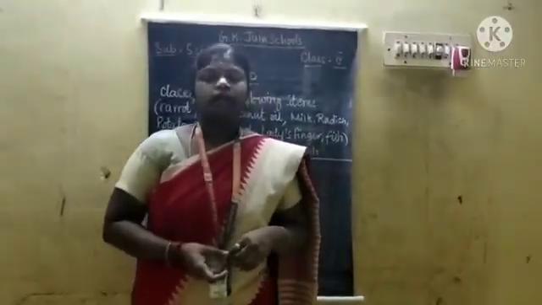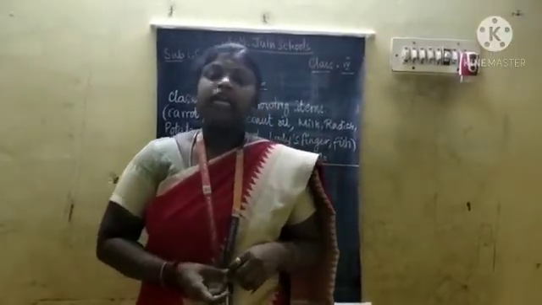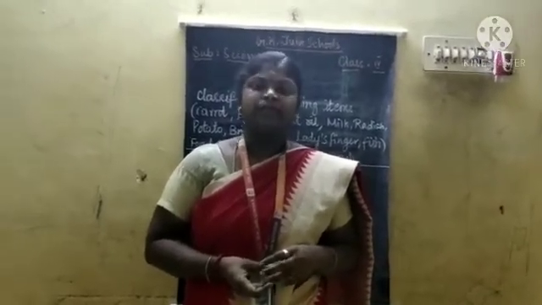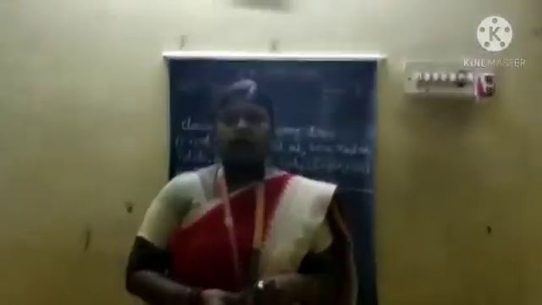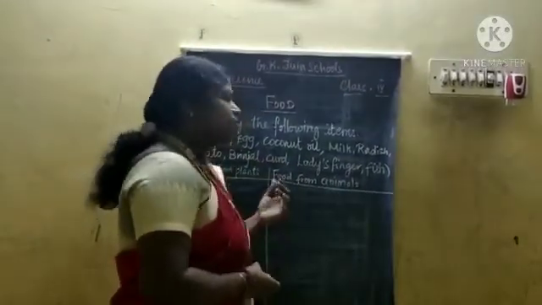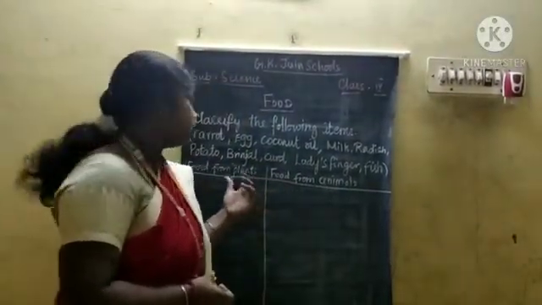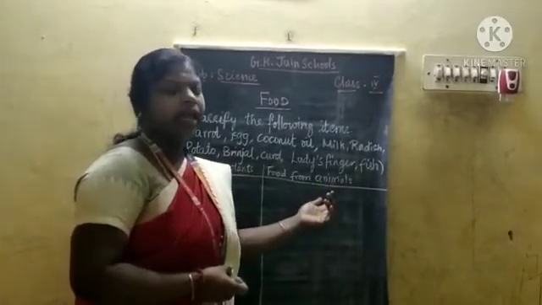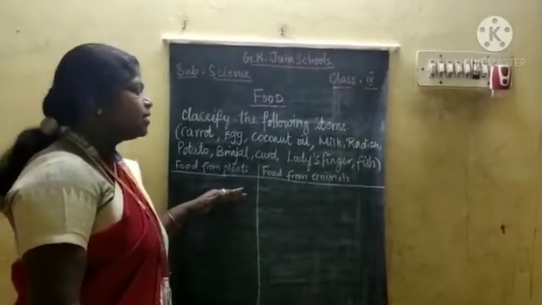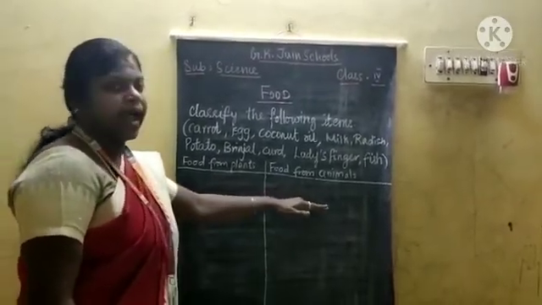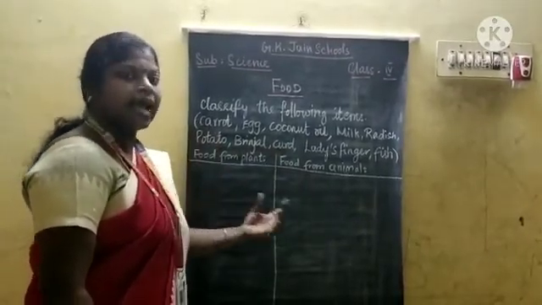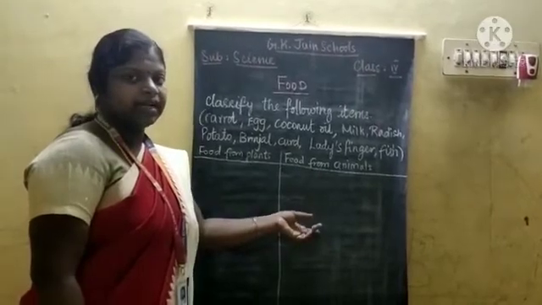Students, food is obtained from nature. It provides all the nutrients like carbohydrates, fats, minerals and vitamins to our body. Now we are going to see the classification of the food which we are getting from plants and from animals. Children, now we are going to write the names of the food from plants and the food from animals. I have already given the food items here. Now we are going to classify them. Shall we start writing, children?